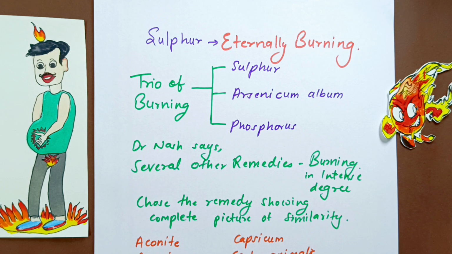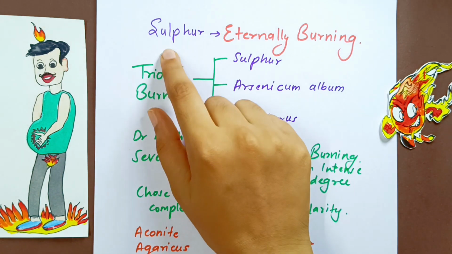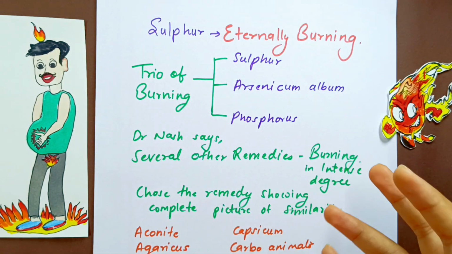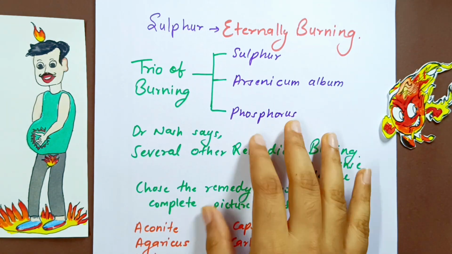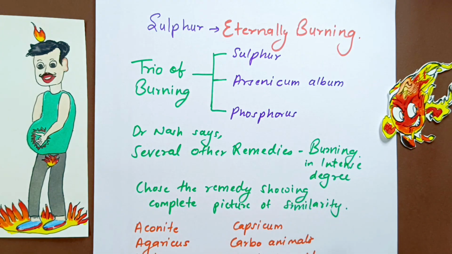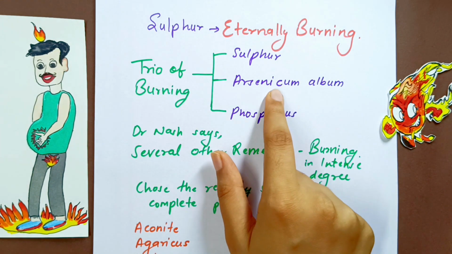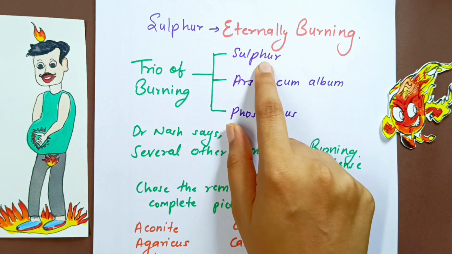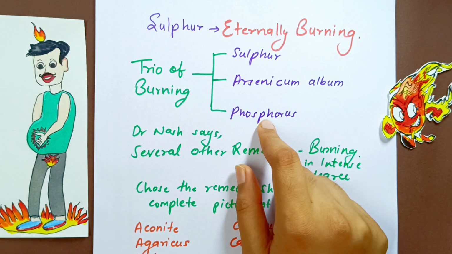And since it is such a chief characteristic of sulfur, Dr. Nash also says that sulfur is eternally burning. So see, since burning is so much all over the remedy, he says that the remedy is eternally burning. Now the trio of burning that Dr. Nash puts forward is sulfur, arsenic album, and phosphorus. Arsenic album we have already talked about, and we did see burning in this remedy, and now we're doing sulfur, which is eternally burning. Phosphorus also has burning.